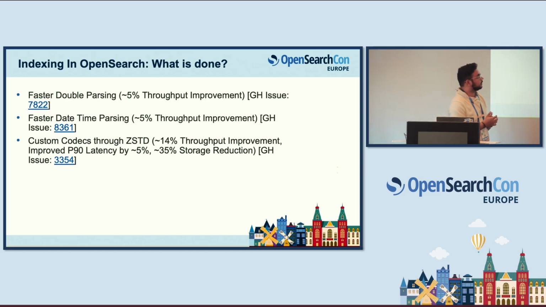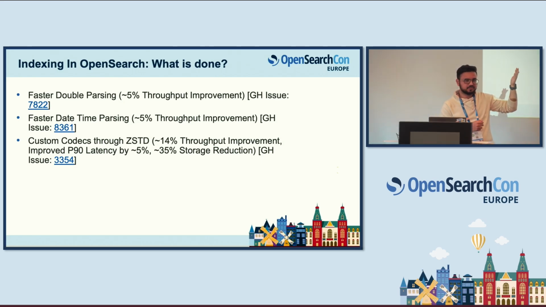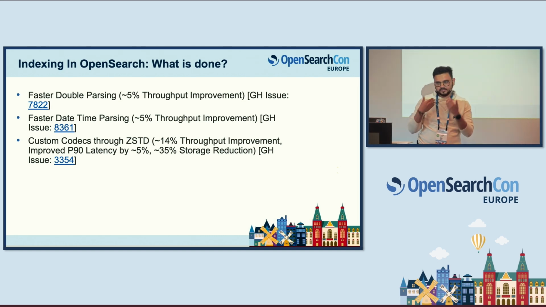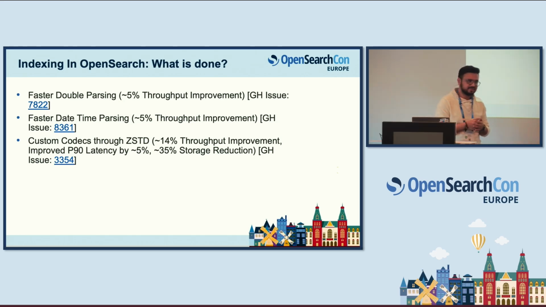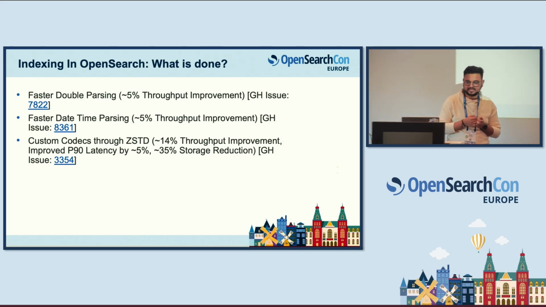Just to cover a few of the optimizations already present in OpenSearch, starting somewhere in OpenSearch 2.x. One of the improvements we made was around fast double parsing. Instead of the JDK-based double parser, we went back and looked into other parsing libraries. We looked into a few papers, and we came across a novel technique which helped us parse double numbers faster.